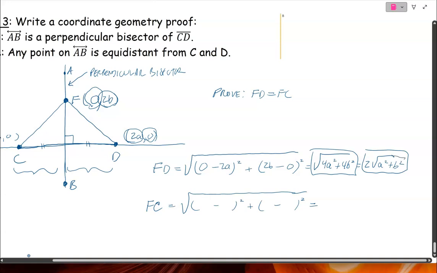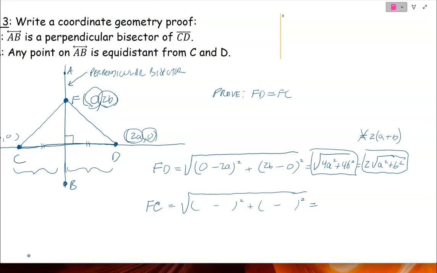Okay, now notice that it would not be correct to say that the square root of a squared plus b squared is a plus b. That is definitely not true. The square root of a squared plus b squared is only equal to a plus b if one of either a or b is 0. So don't make that mistake. So we'll just stop with either one of those two, and then we'll do the same thing for FC.